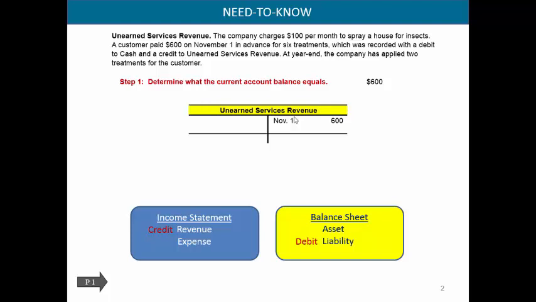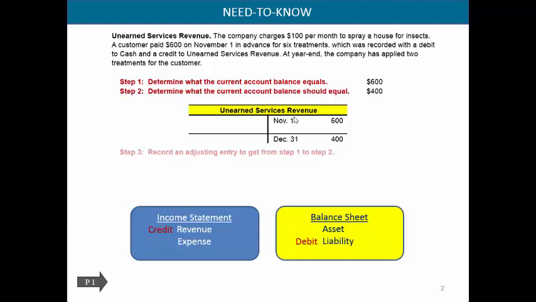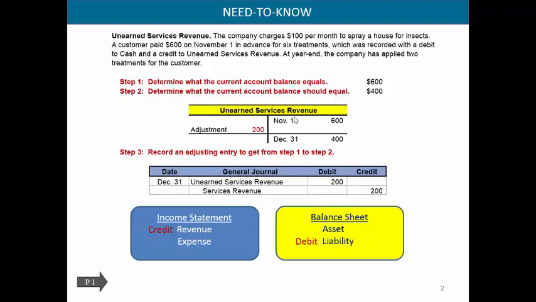So then, as time moves on, we need to adjust for the portion that we actually now have earned. So at the end of the year, the company has applied 2 treatments for the customer. So what that tells us is that we have now earned 2 of those 6 treatments. So at the end of December, we need to make sure that we update our books for that. So you can see here we will make an adjustment for $200. That's $100 for each treatment, so 100 multiplied by 2 shows that we needed a $200 adjustment in order for our ending balance to properly reflect what is actually still unearned.